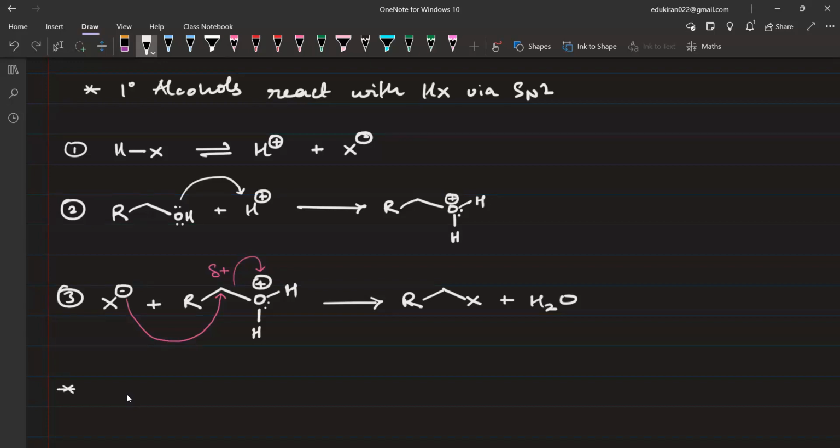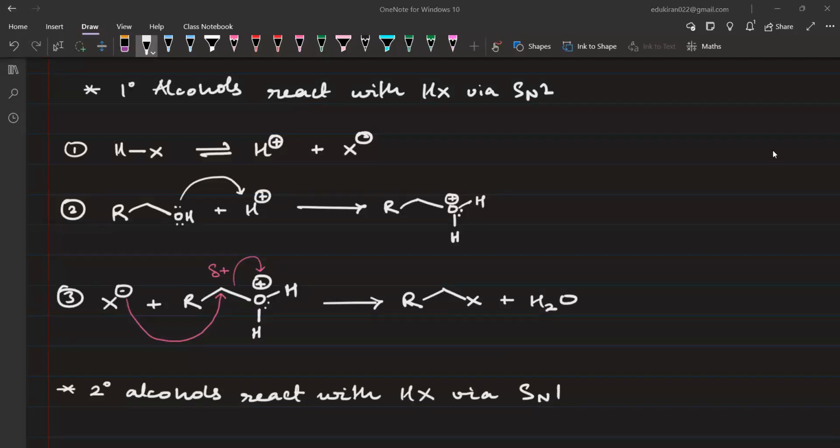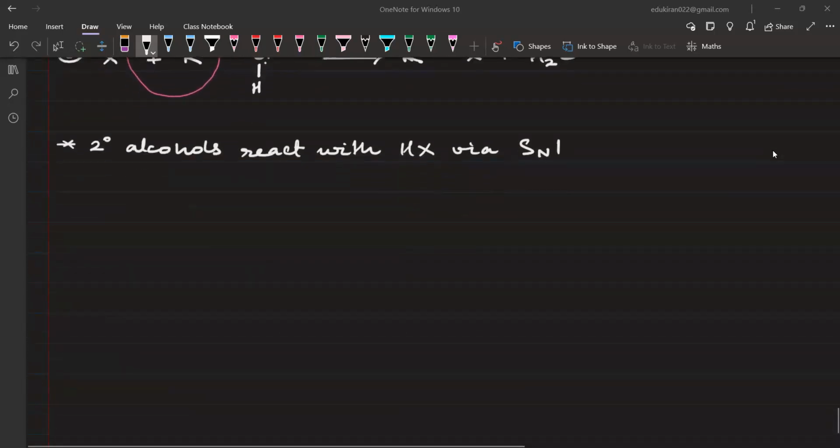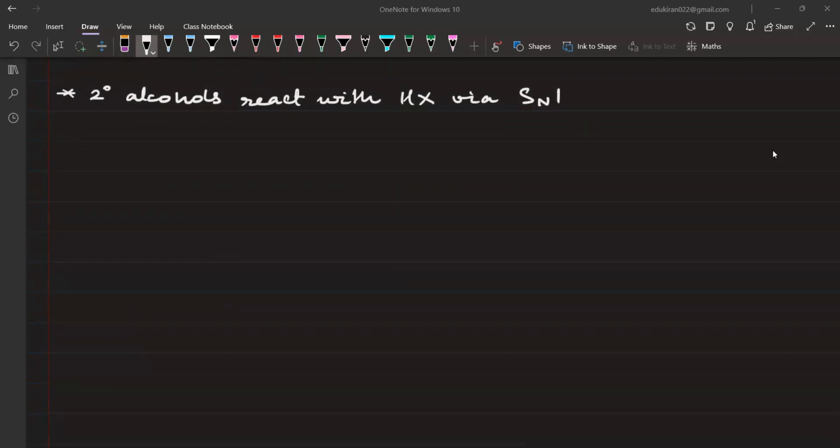So you write here a point: 2 degree alcohols react with HX via nucleophilic substitution unimolecular, ठीक है, which occurs by the formation of carbocation. अब यहीं पे एक सवाल है एनसीईआरटी में, which can be labeled as haloalkene का सवाल या अल्कोहल, दोनों का ही सवाल, because the reactant is alcohol and the product is haloalkene.